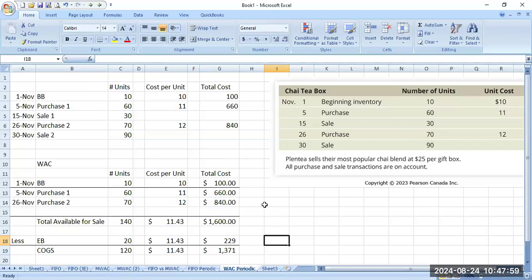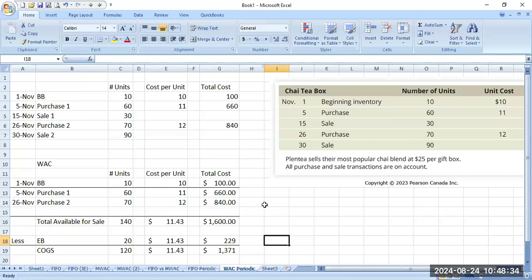So as you can see on the periodic system, our calculations are very simple, very straightforward. The only complication comes with the perpetual system when you have to do the moving weighted average. The good thing for you is I'm not going to test you on the final exam on the moving weighted average method for calculation of cost of goods sold and ending inventory.